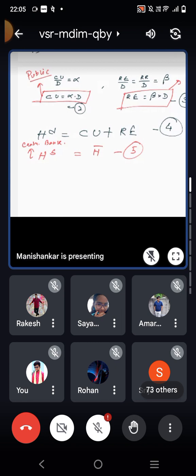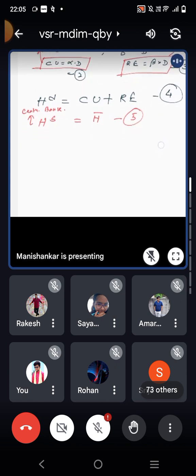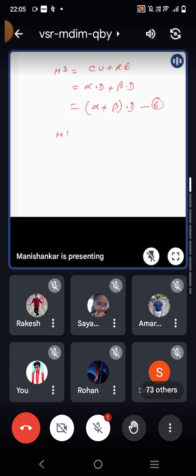Okay, fine. So now from high powered money, you know HD equals CU plus RE. So simply put, alpha D plus beta D, that is alpha plus beta into D. This is your equation 6. Now you know at equilibrium HD equals HS. So your alpha plus beta into D equals your H bar. So your deposit equals 1 by alpha plus beta into H bar, that is your equation 7.